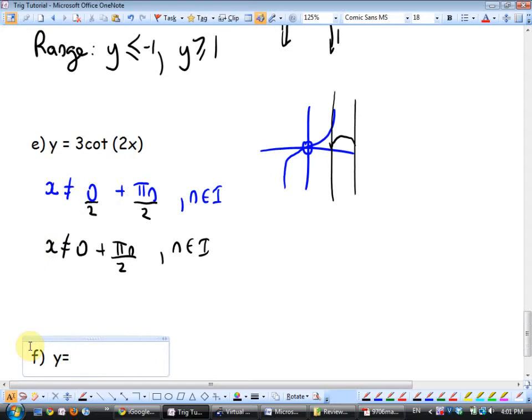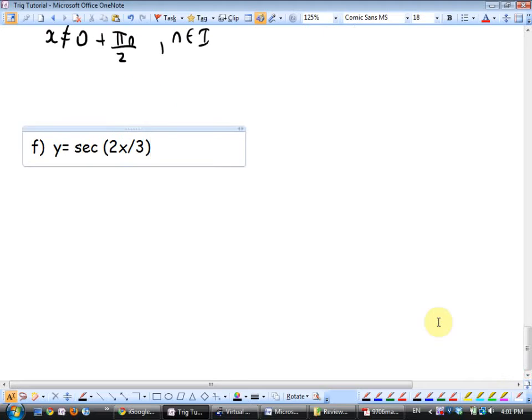y equals secant of 2x over 3. Can you pretend that's written as a fraction? Secant of 2x over 3. No, relax. First of all, is that a horizontal transformation? It's going to change the domain, but I'm going to ignore it first. I'm going to find the domain of just plain old secant, and then I'll make whatever adjustments I need.